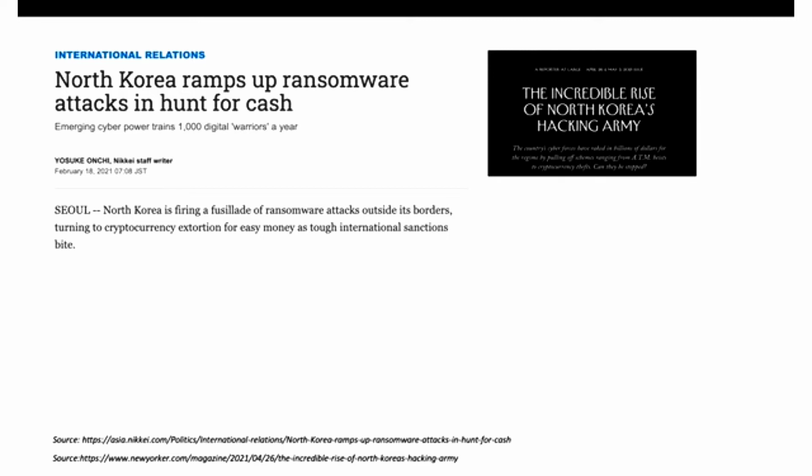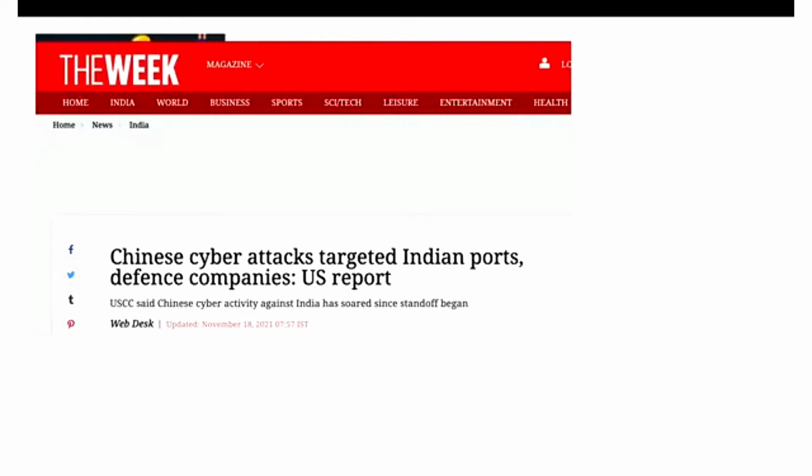Okay, there have been cases where they were known to hack ATMs, steal cryptocurrency from end users, and use that to fund their day-to-day activities or whatever they are trying to do in the country. Okay, so that's also getting common now.